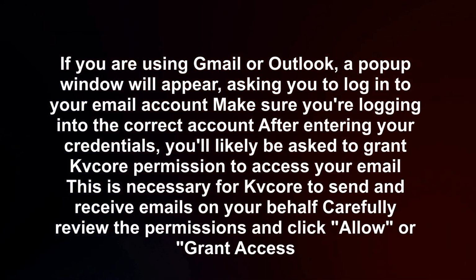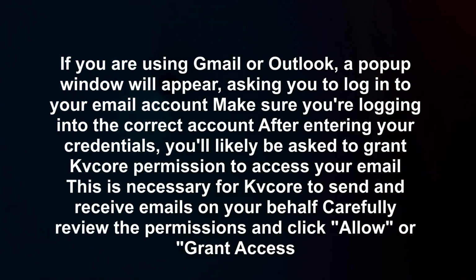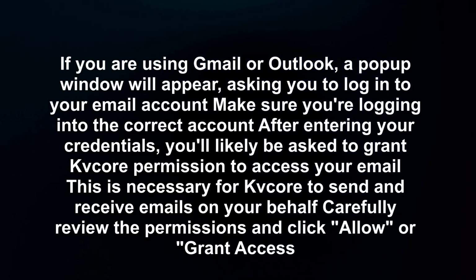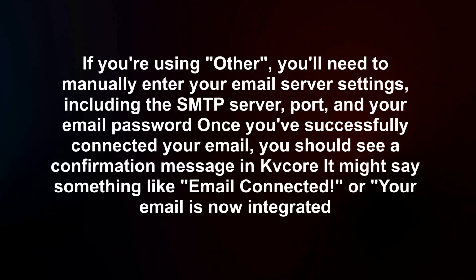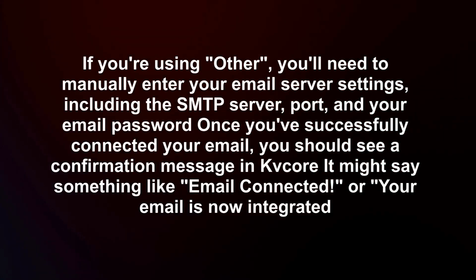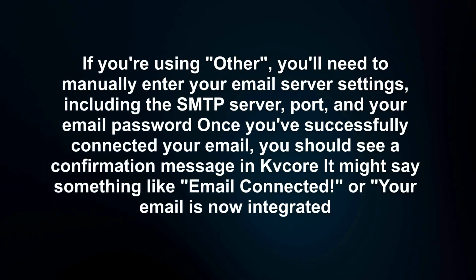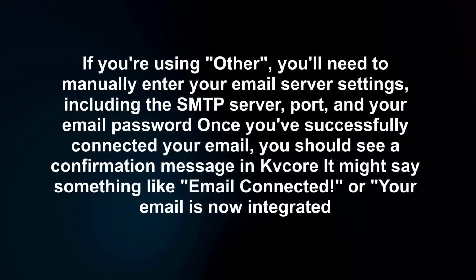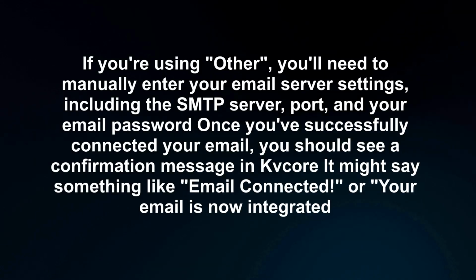You'll likely be asked to grant Kvcore permission to access your email. This is necessary for Kvcore to send and receive emails on your behalf. Carefully review the permissions and click Allow or Grant Access. If you're using other, you'll need to manually enter your email server settings, including the SMTP server, port, and your email password.